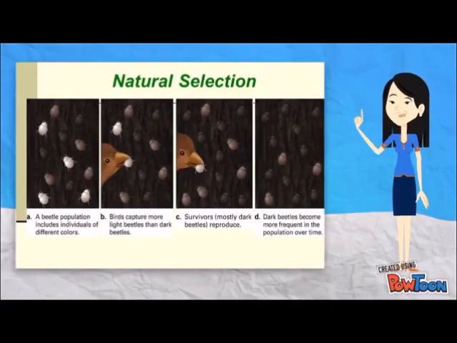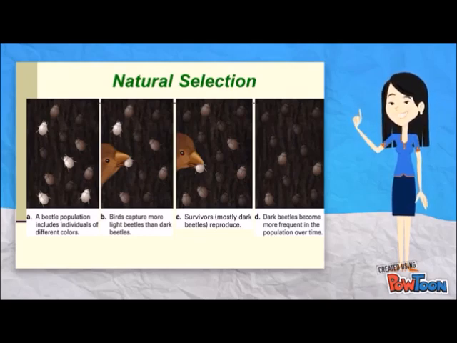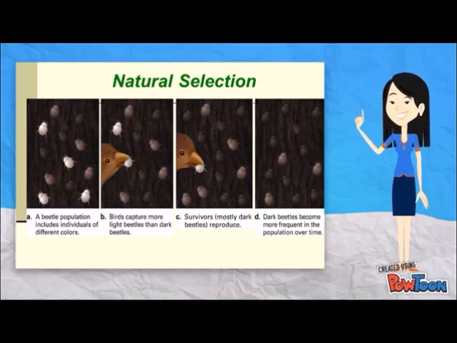For example, in the beetle example, genes for dark color are becoming more common and genes for light color are becoming less common over generations of beetles. The beetle population is said to be undergoing evolution, or evolving. Below is a hypothetical example of natural selection in a beetle population. The individual beetles vary in color from light gray to charcoal. Each beetle's color is determined by its genes.